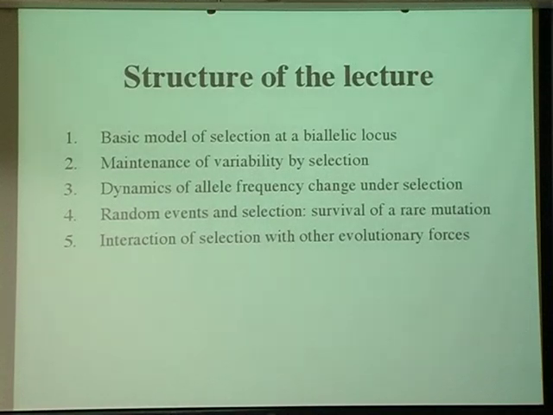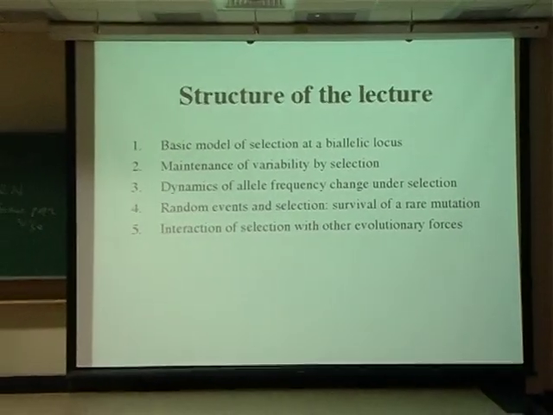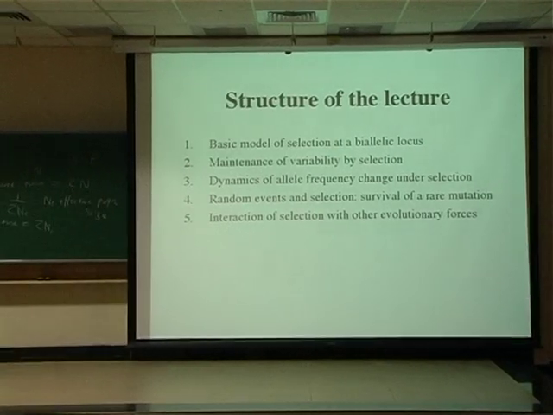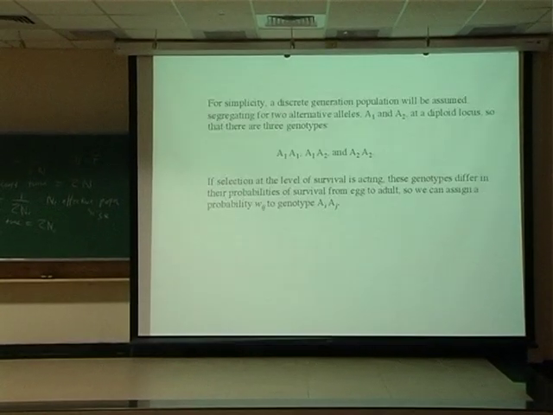So, structure of the lecture. Some of this is going to have to go. I'll give the basic model of selection of the biallelic locus. I'll go very quickly over point 2, because we've heard something about this already, and rather briefly over point 4, because we've already heard some of that. So hopefully we'll catch up with ourselves.